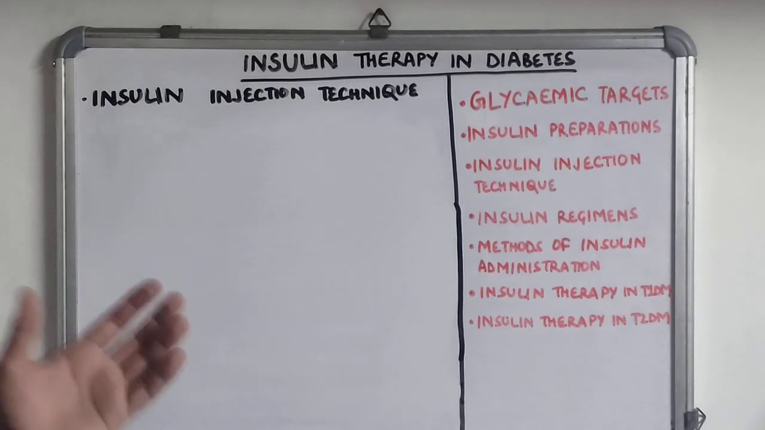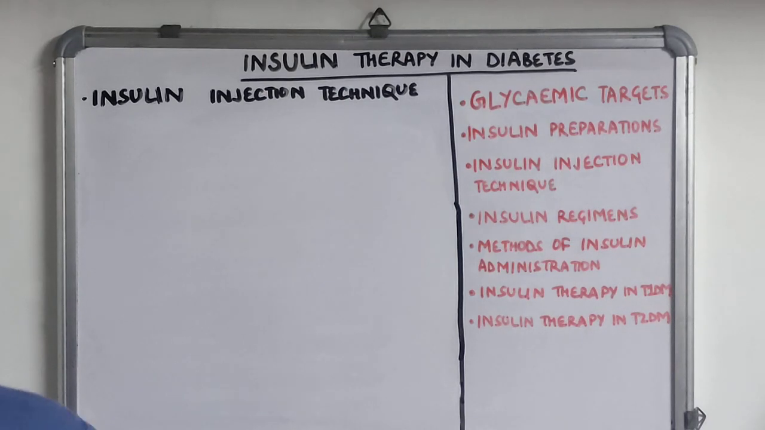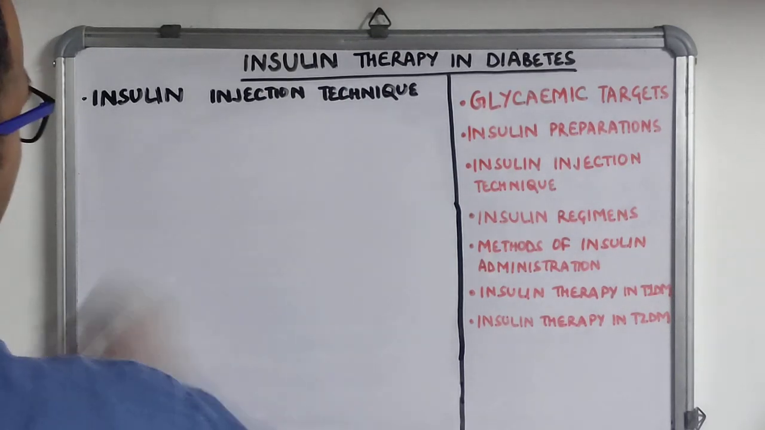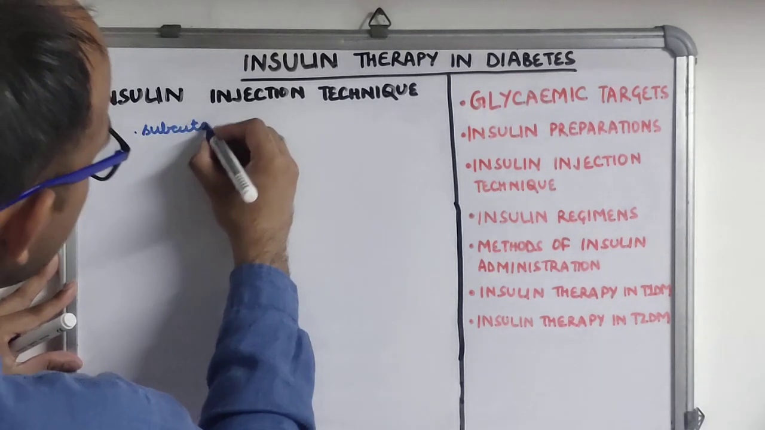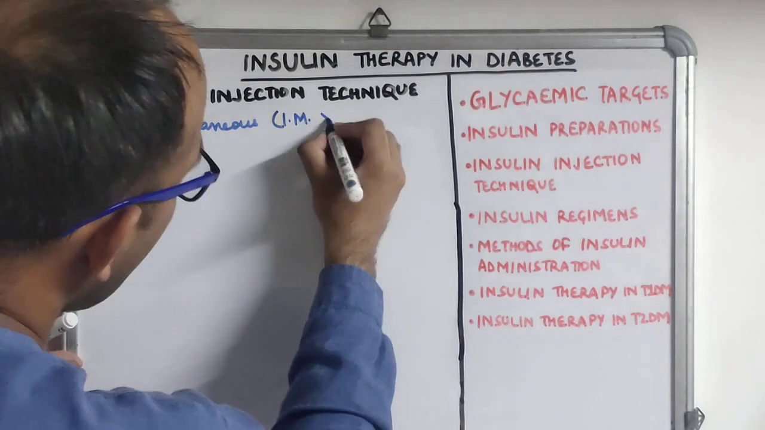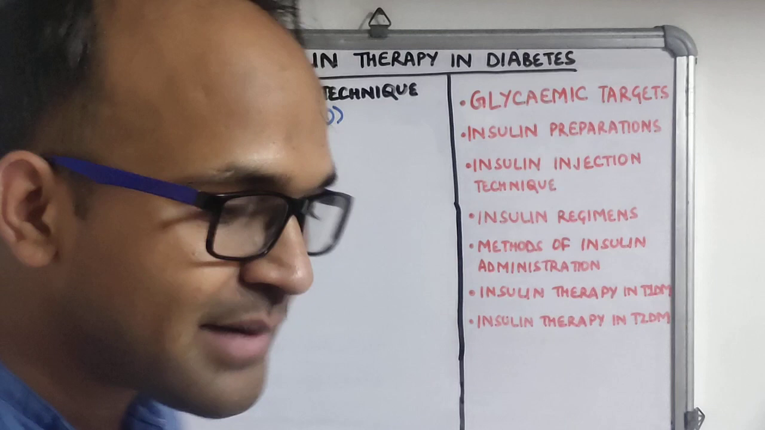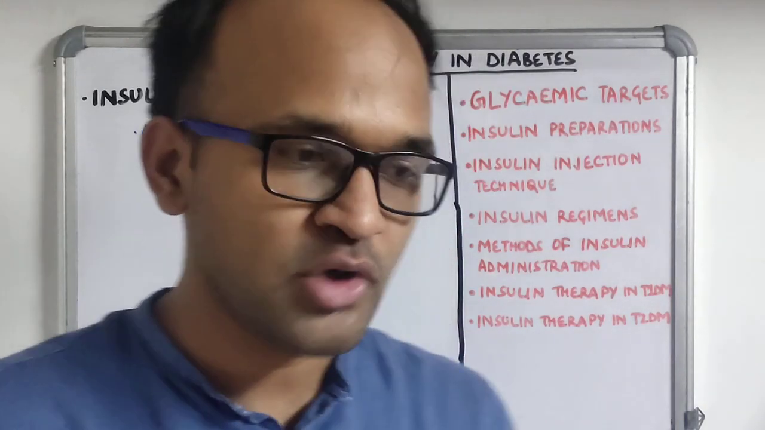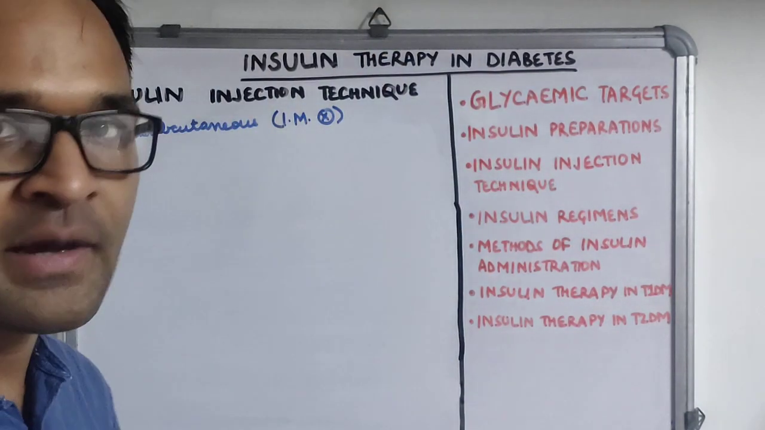Now we'll talk about the insulin injection technique. What is the route of insulin injection? It is subcutaneous. And mind you, intramuscular injection should be avoided, because in intramuscular there is erratic absorption. The absorption of insulin depends upon the activity of the muscle, so there is increased risk of hypoglycemia or hyperglycemia. So the subcutaneous route should be preferred.